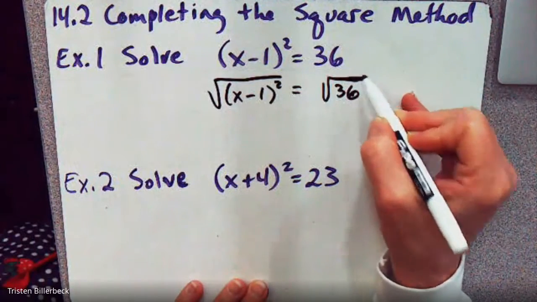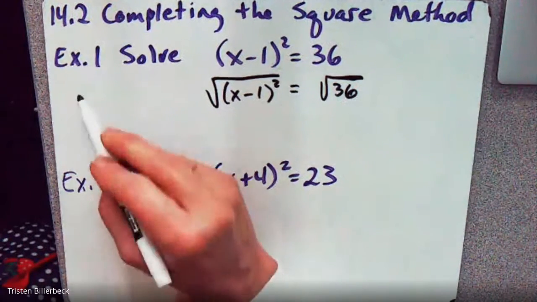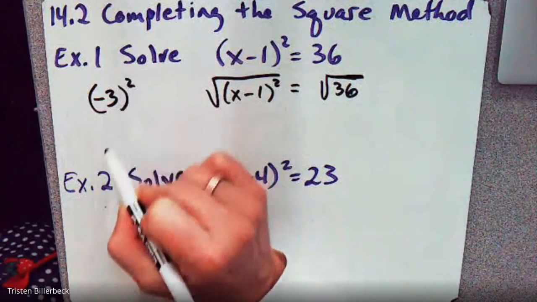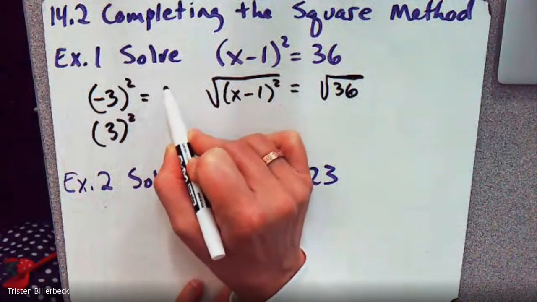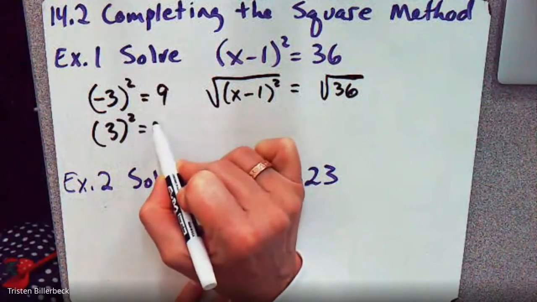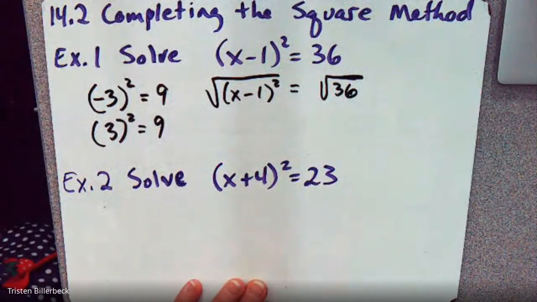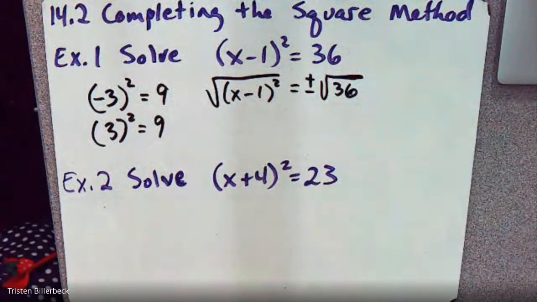Now, there's something we need to think about. If we have -3 squared and 3 squared, don't they both equal the same thing? Okay, they do. So when we do that, we might want to put a plus or minus right there.